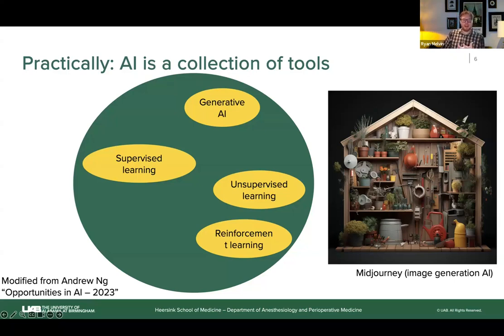Practically, I like to think of AI as a collection of tools that you have in your toolbox. And that tool set can include things like generative AI. It can include things like supervised learning, which is like EHR prediction, or clustering things, unsupervised learning, or reinforcement learning, where you try to have the AI improve itself.